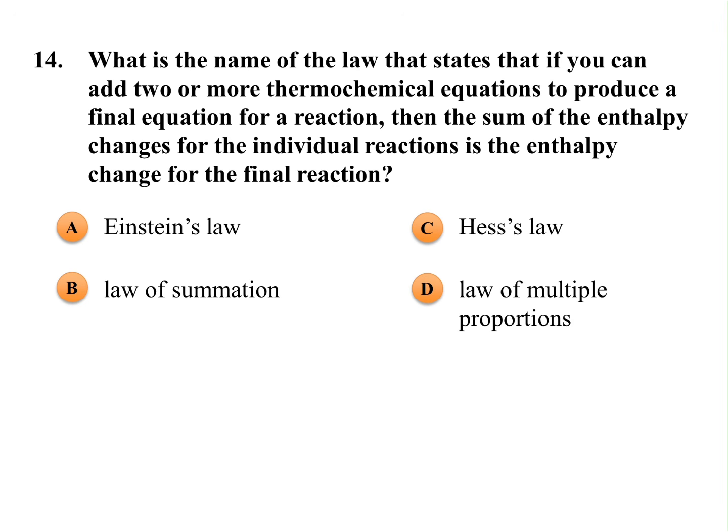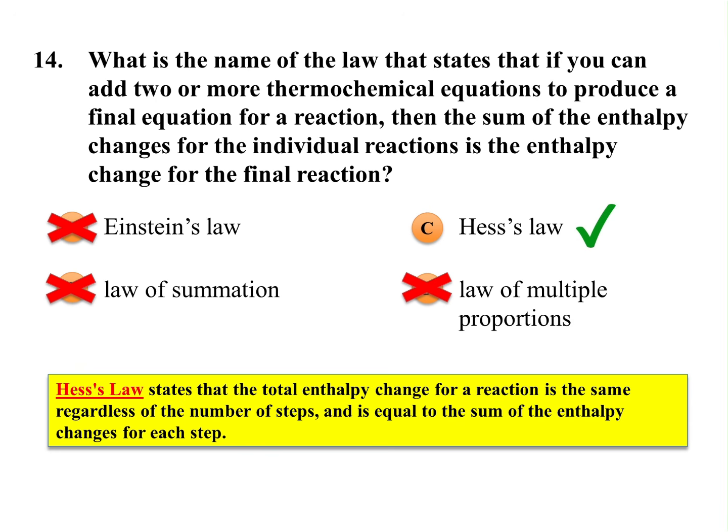What is the name of the law that states that if you can add two or more thermochemical equations to produce a final equation for a reaction, then the sum of the enthalpy changes for the individual reactions is the enthalpy change for the final reaction? The correct answer is C, Hess's law.